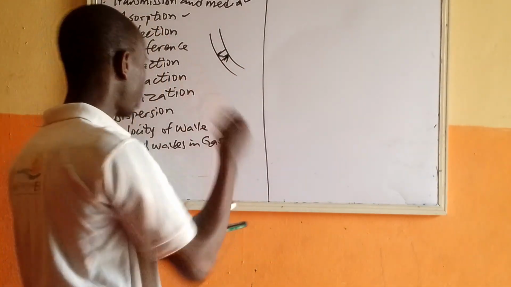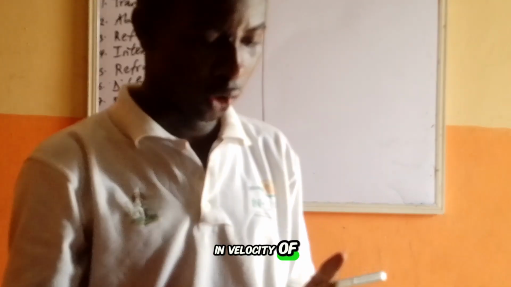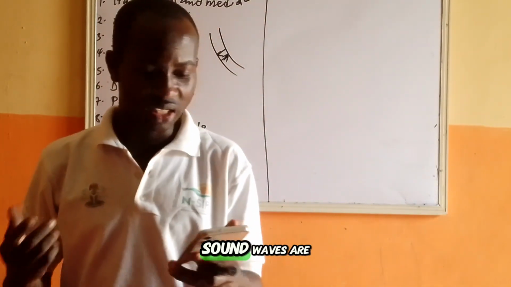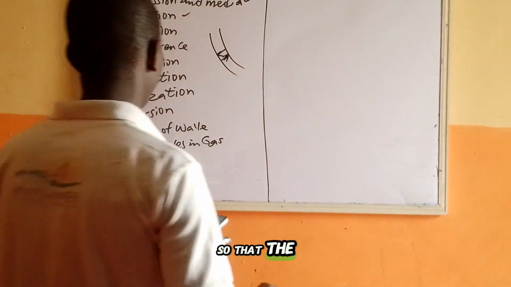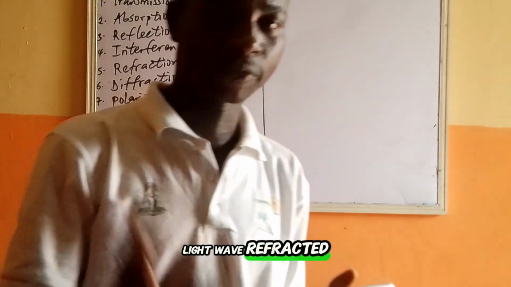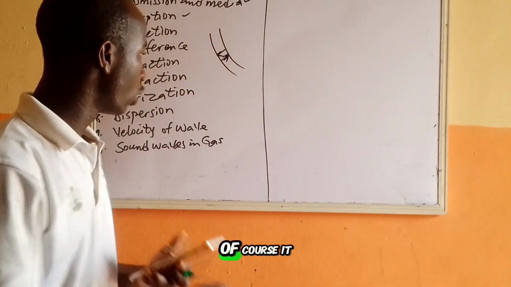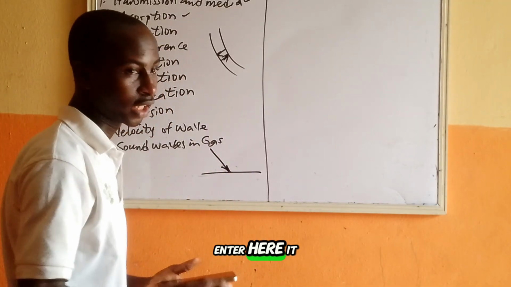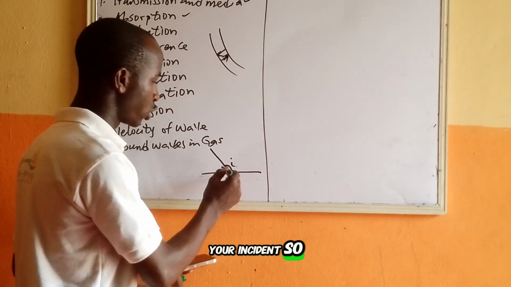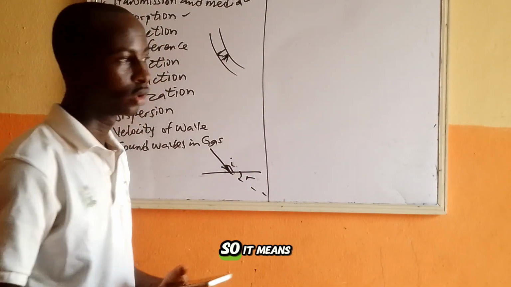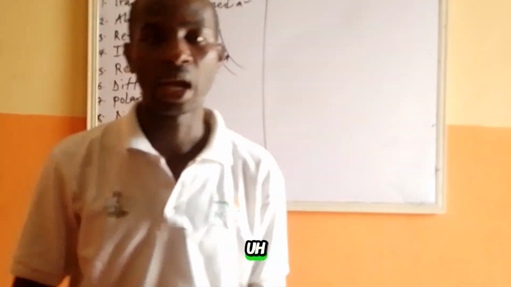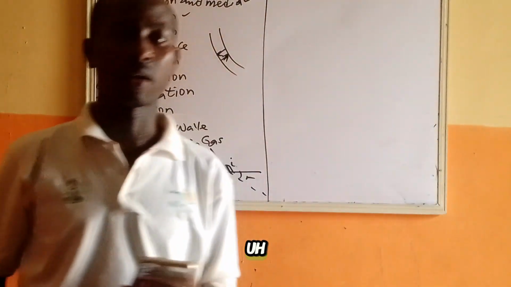And also refraction. Refraction is the change in velocity of the wave on entering a different medium. Of course, we know that light waves are refracted, likewise sound waves are also refracted. Take a plane, and a light wave enters here. This will be your incident ray, so it will be refracted. This will be your refracted ray. So that is why light will be able to penetrate inside water. If you have a drum and strike the drum here, you'll be hearing it from a very far place.